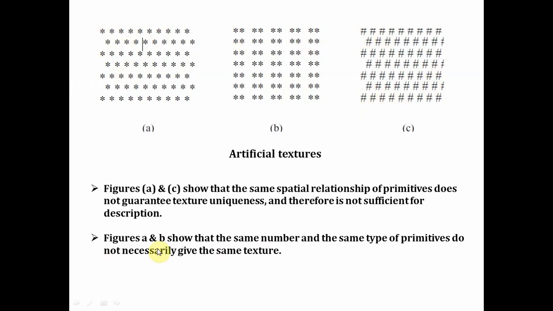Okay, now figures A and B show that the same number and same type of primitives do not necessarily give the same texture. Yes, the same type of primitive or pattern, or you can say the constituents, will not offer the same texture unless you actually set the pattern as per the spatial coordinates.